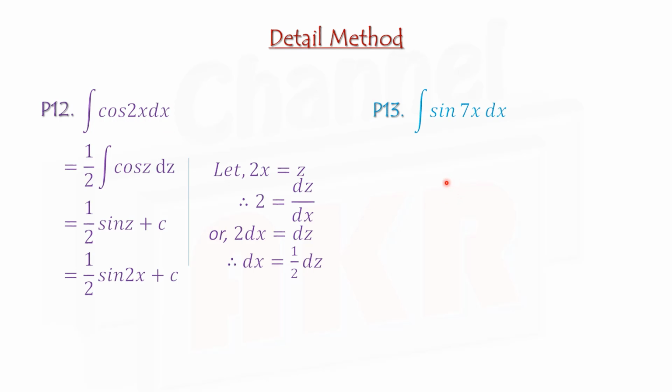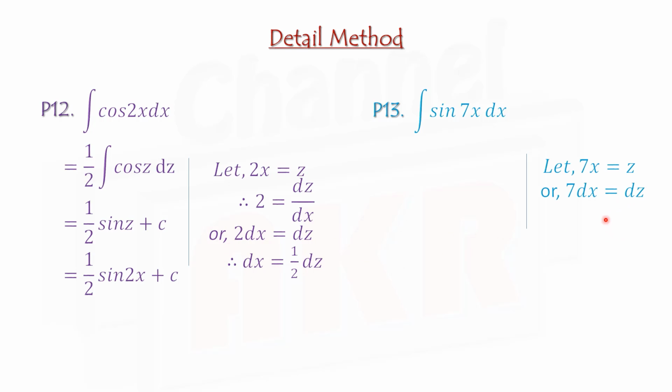Then problem number 13, a similar problem. Here I should mention another thing. One shortcut is needed here. Just from this 2x equal to z, we write 2 dx equal to dz. Similarly, here we have 7x equal to z. Let 7x equal to z. Then what should we write? Like this, we should write 7 dx equal to dz, quite similar to this one.